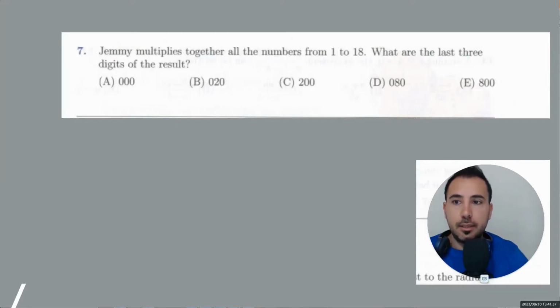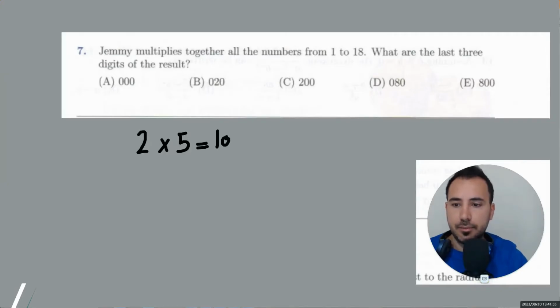Question 7. Jemmy multiplies together all the numbers from 1 to 18. What are the last 3 digits of the result? I have to do just a little teaching here before I give the answer. Well, we know that 2 times 5 is going to be 10, right?